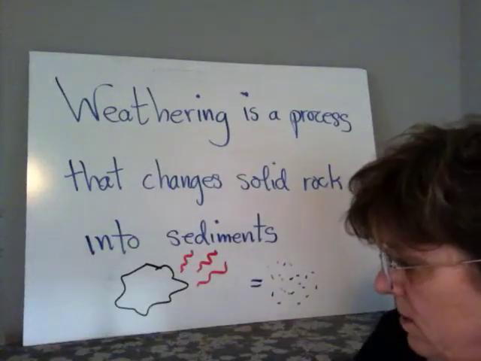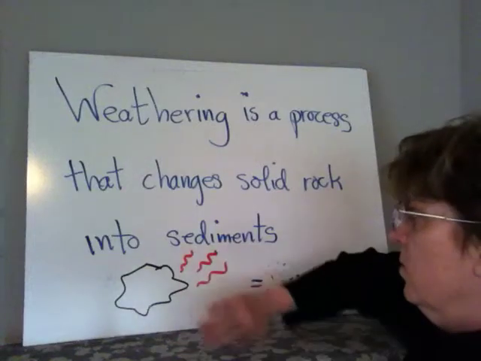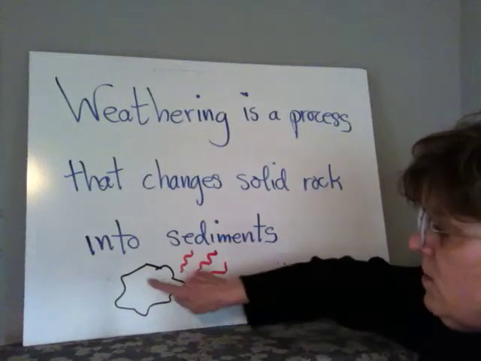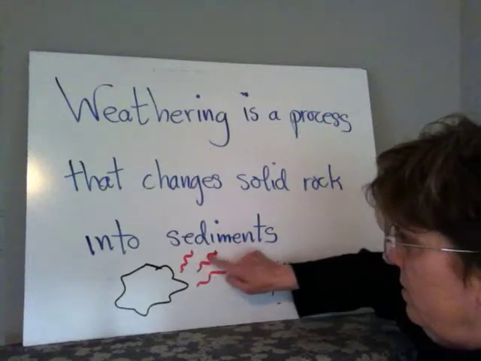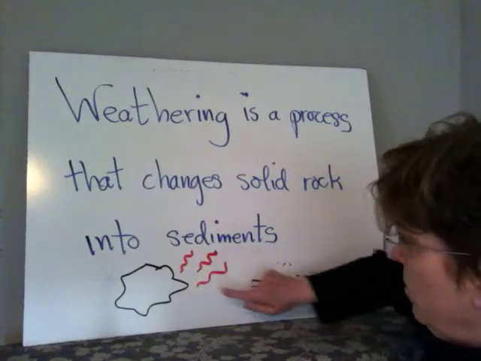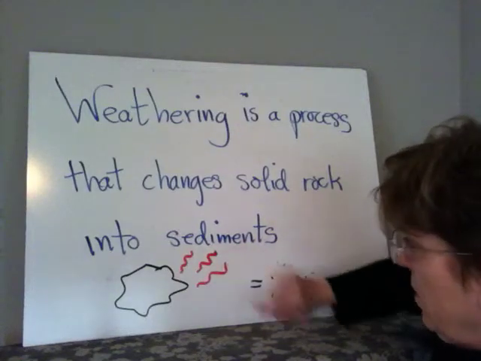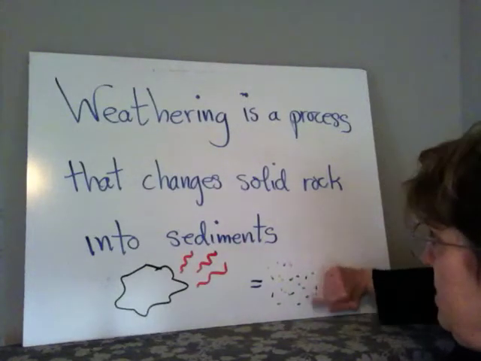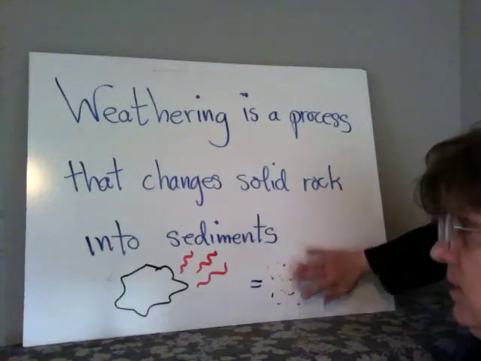Weathering is a process, and the process changes solid rock into sediments or smaller pieces of rock. So a large rock here, we have different types of weathering represented by these red marks here. And then what happens is this weathering, different things that cause weathering, will break the rock into tiny pieces. These tiny pieces are then picked up and moved, and that's the erosion part.